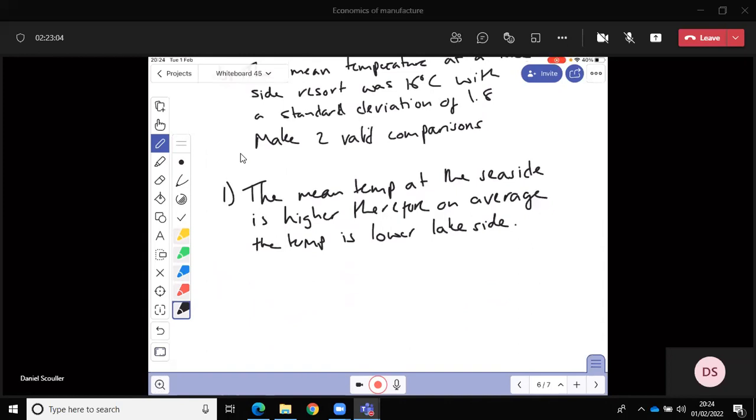An odd way to write it. You'd probably never write a sentence like that, but the mean temp at the seaside is higher, therefore on average the temp is lower lakeside. Okay, that's your first one.